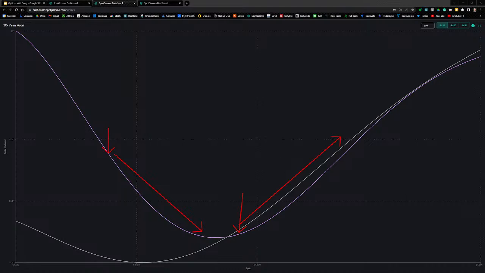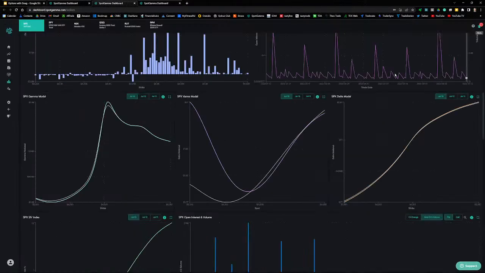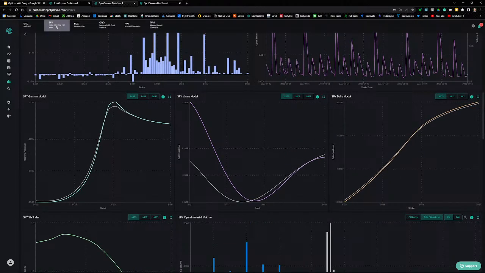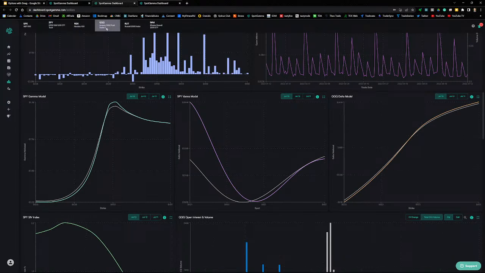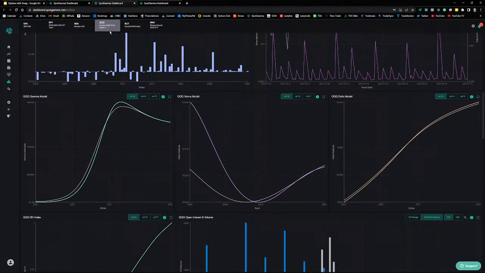All right, so that is the Vanna model. That's why I look at it. That's the information that it can provide. So I hope that clarifies that for anyone who had questions. We'll just take a quick glance at the Vanna model for SPY and QQQ. And for SPY and QQQ, they're less positive. So there's a little bit of a shift in the Vanna model for QQQ and SPY.